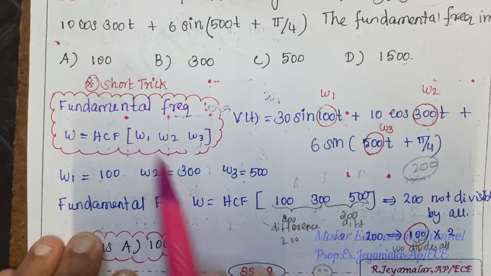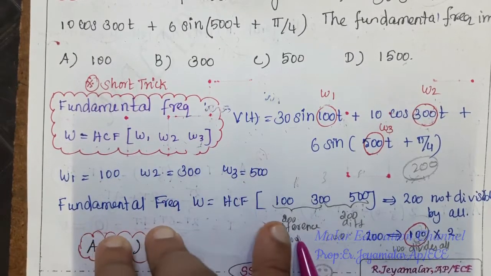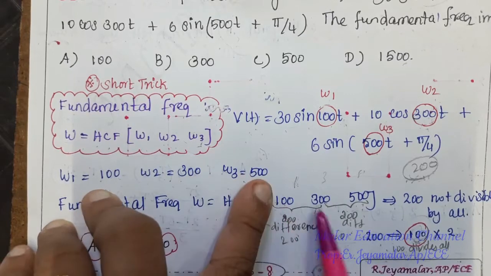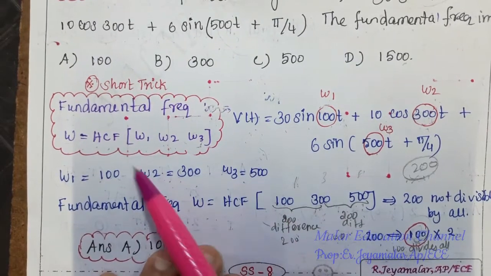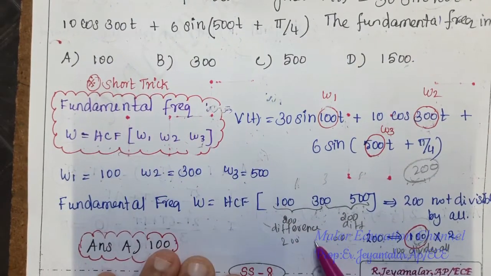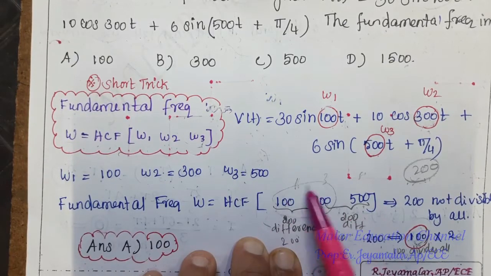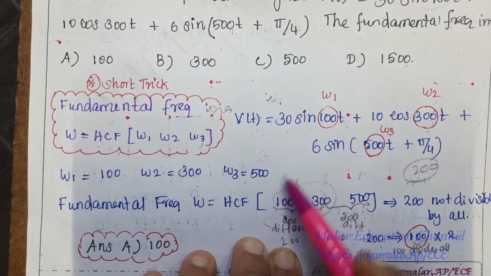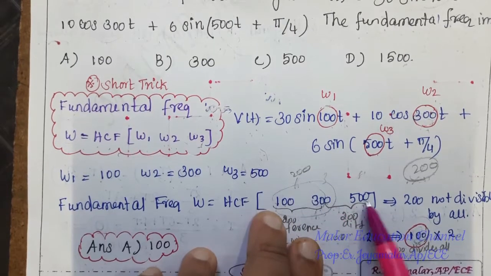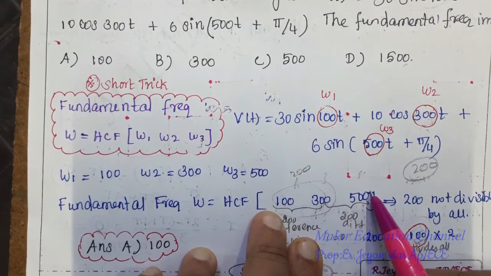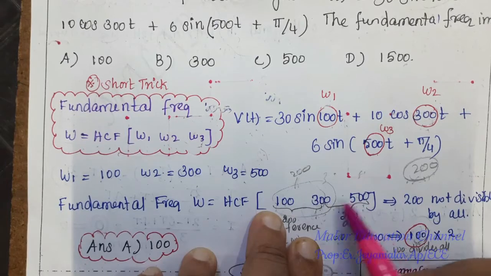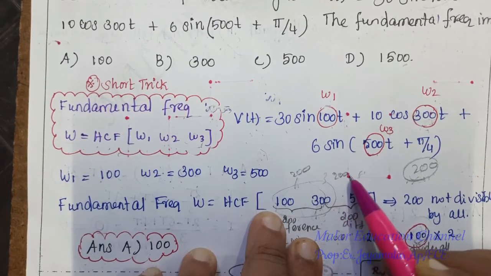Next, the fundamental frequency. Just substitute into the formula: 100, 300 and 500. Find the highest common factor. How to find it? See the difference. Compare these two numbers, the difference is 200, isn't it? Similarly, comparing the other two frequencies, 500 minus 300 is 200.